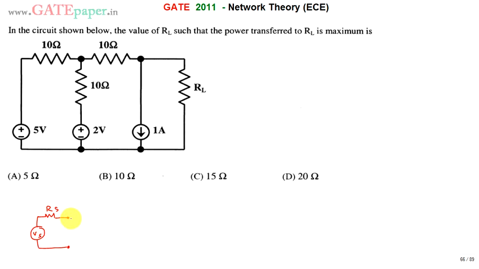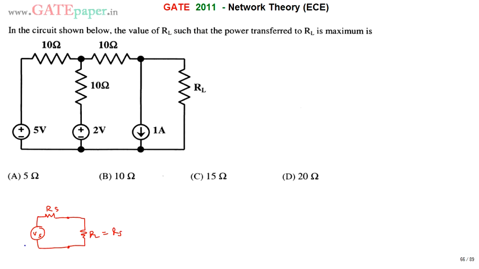This voltage source can transfer maximum power to a load RL only when RL is equal to Rs. When the load resistance RL is equal to the source resistance of this source, then maximum power can be transferred. The same thing can be said using the maximum power transfer theorem.